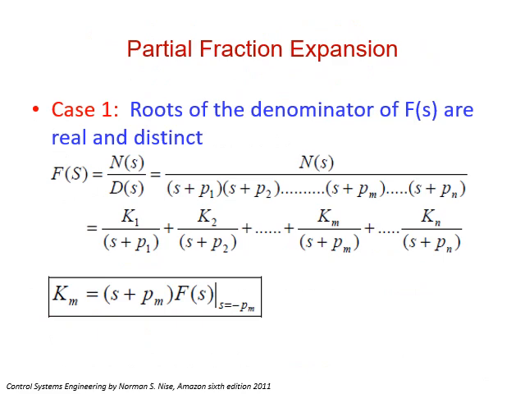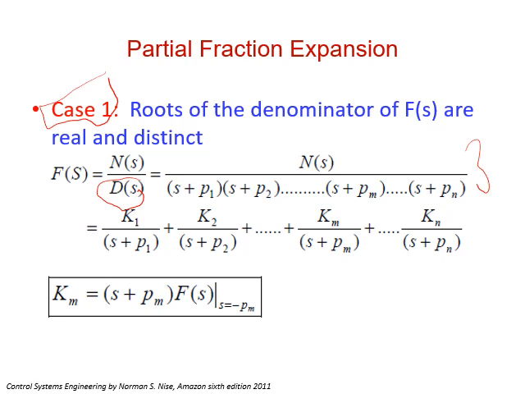Now case number 1. In case number 1, we call it roots of the denominator are real and distinct. If the roots of the denominator are real and distinct, like what you see here, we have a numerator, whatever the numerator is, no problem, but the denominator is expressed as s plus p1 into s plus p2 into s plus, until pm, until pn. If the case is like this, then we call the function real and distinct.